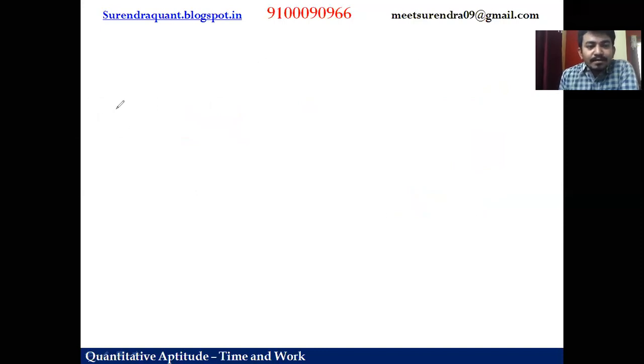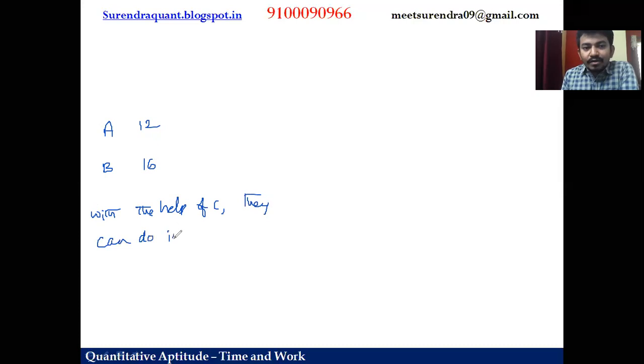Now, A can do the work in 12 days, B can do the work in 16 days. Now, with the help of C, they can do it in 4 days. Then C alone can do it in how many days?